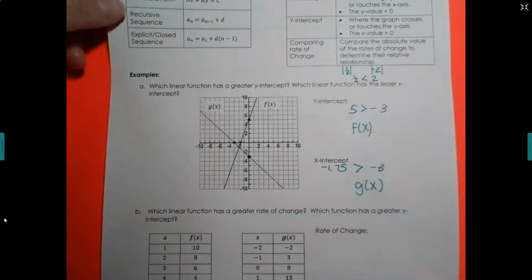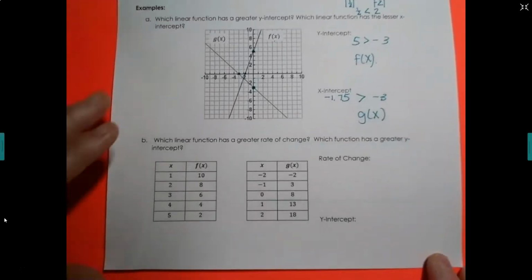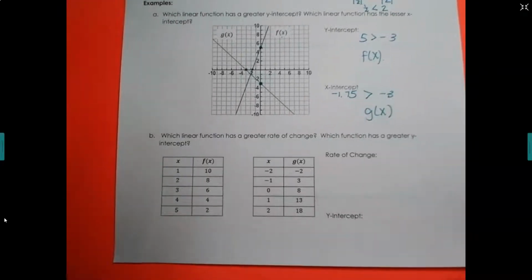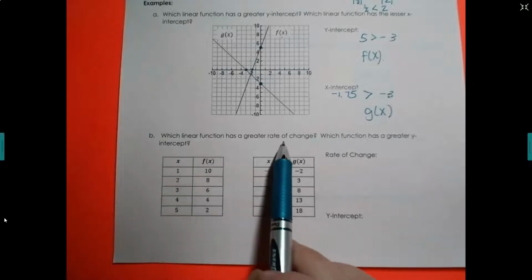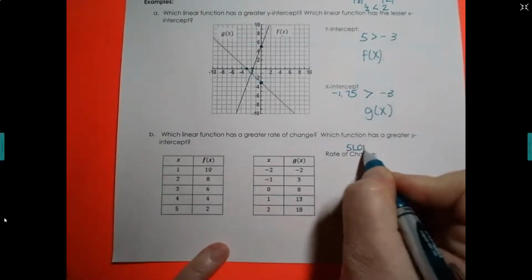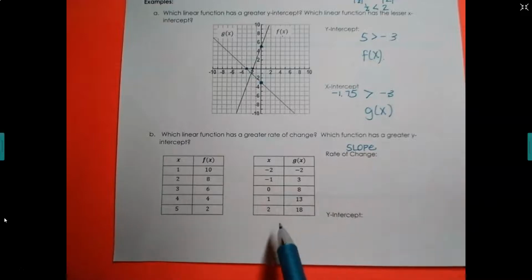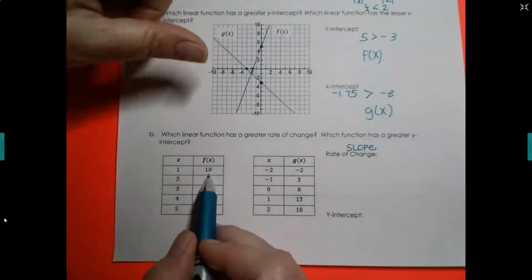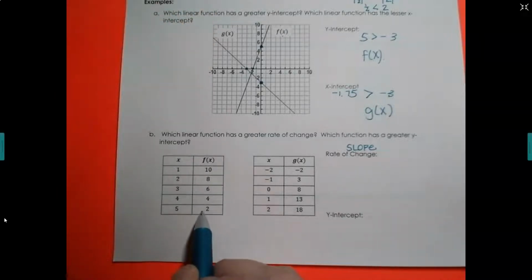Now, that's when we're looking at our graphs. Let's look at some tables of values. My first question is, which has a greater rate of change? Remember, rate of change is slope. So these are lines, and I told you that ahead of time. So we can do a little bit of a cheat method here because these are lines. I know no matter what two points I pick, I'm going to get the same number because a line has a constant rate of change.